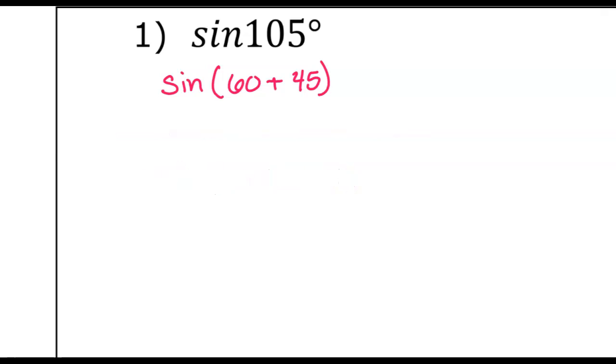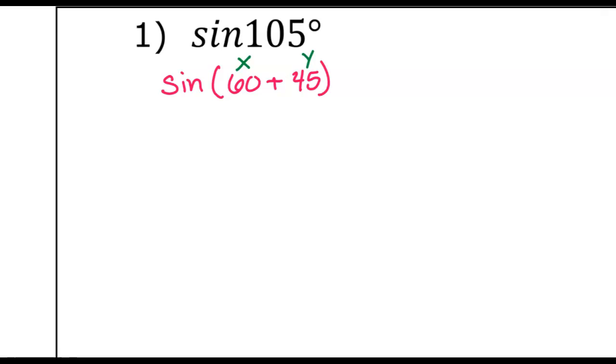Instead, we need to use one of these identities on our little pink sheet. Now, if we're adding two angles and taking the sine of those two angles, which identity is that under the sum and difference identities? The first one, yeah. Sine of x plus y equals sine of x cosine of y plus cosine of x sine of y. So if I'm looking at my sine of 60 plus 45, the 60 is like my x value and the 45 is my y value. So I'm going to rewrite this trig function using my identity.